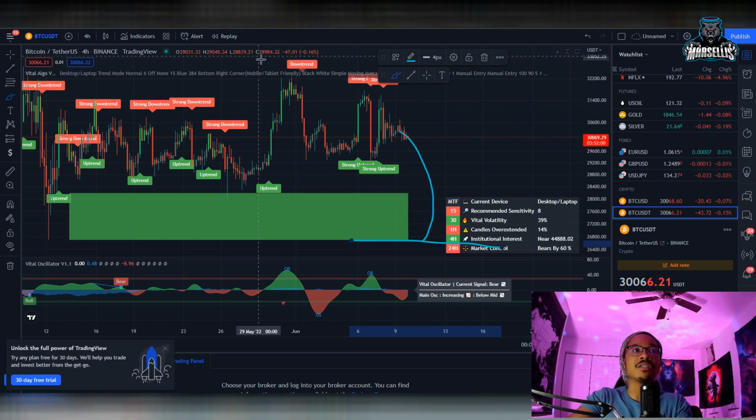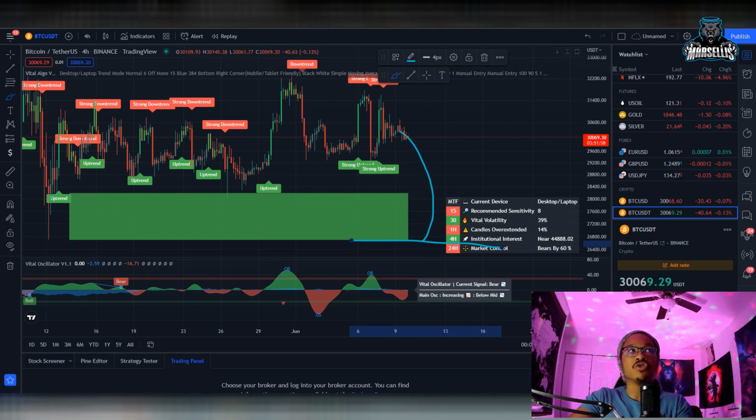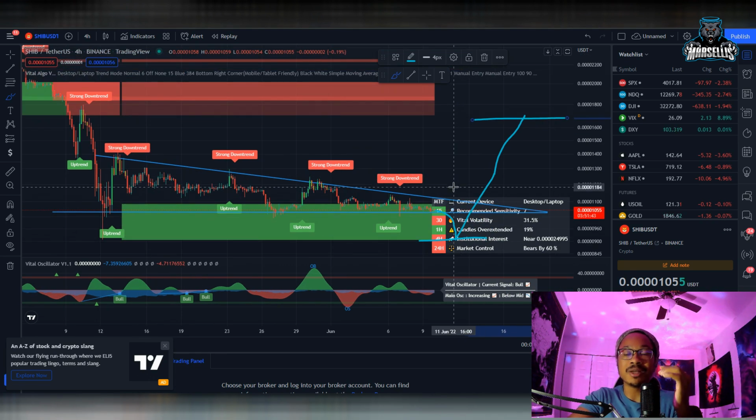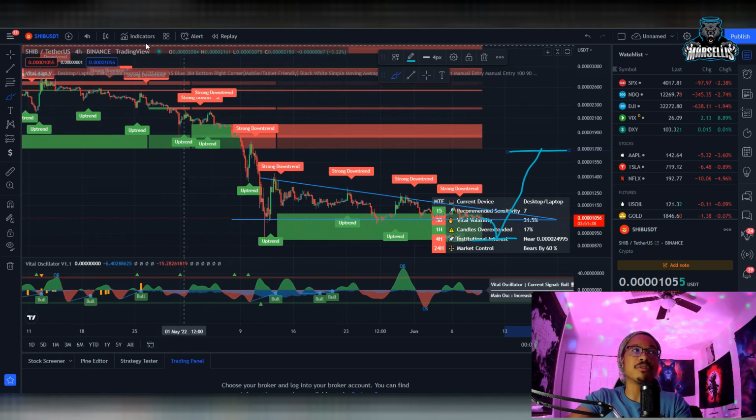Shiba Inu has the potential to pull all the way back to the 0.000009 area, and after we pull back, we could have the possibility to rise all the way up to 0.00017 if we built enough momentum to do that. So we have the possibility to go up here. That's pretty much what I'm saying about Shiba Inu.